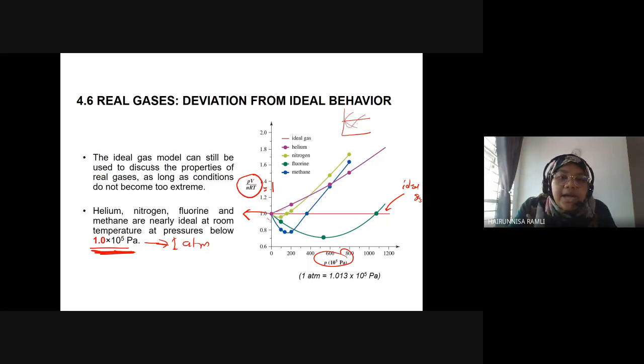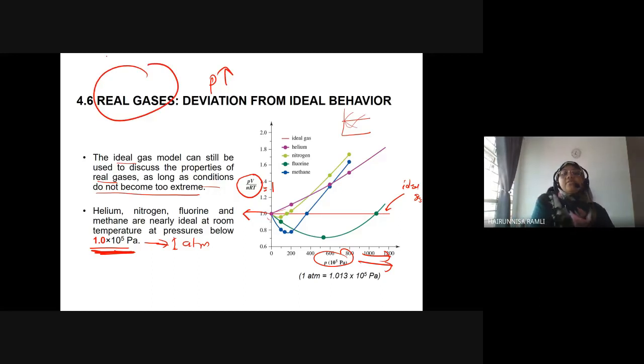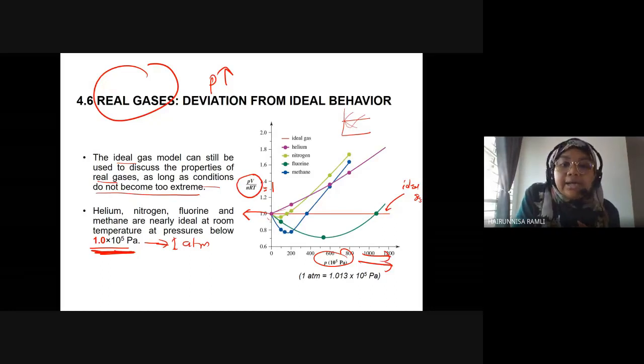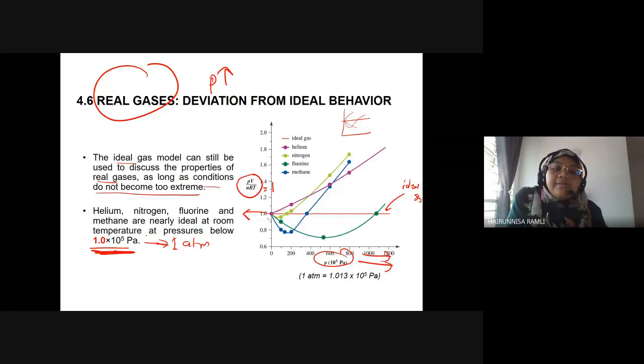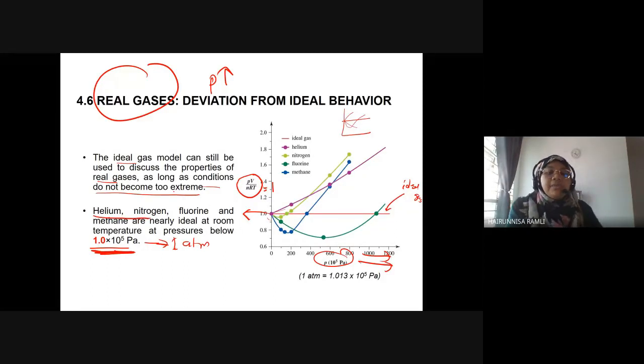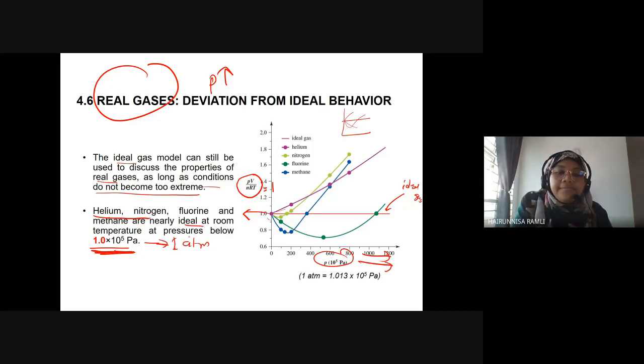Okay. So the ideal gas can still be used to discuss the properties of real gas as long as the condition do not become too extreme. Too extreme meaning that maksudnya bila pressure awak dah terlalu tinggi, kan? Remember, P tinggi, dia akan pergi pada real gas kan. So bila pressure tu terlalu tinggi, dia akan jadi extreme. So kita susah nak explain dari segi ideal gas. So that's why ideal gas ni is because of simple gases macam helium, nitrogen, methane are nearly ideal at room temperature and at 1 ATM.